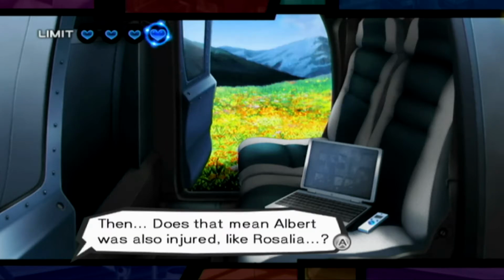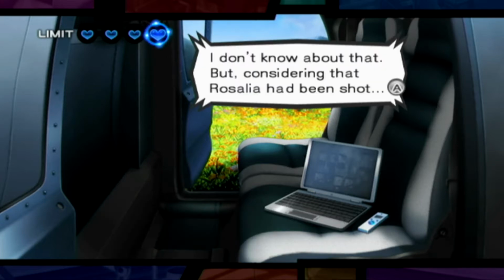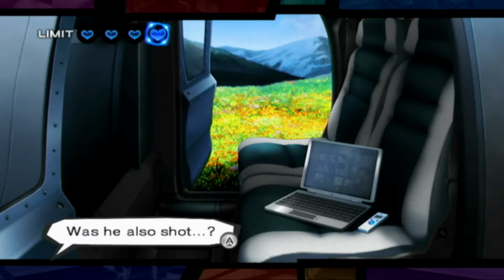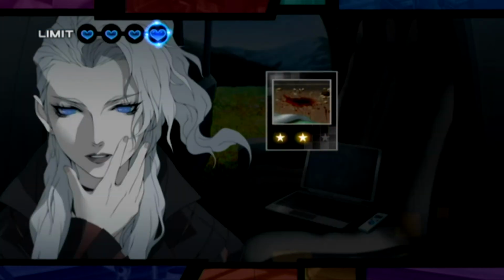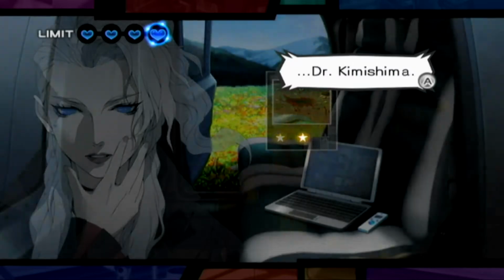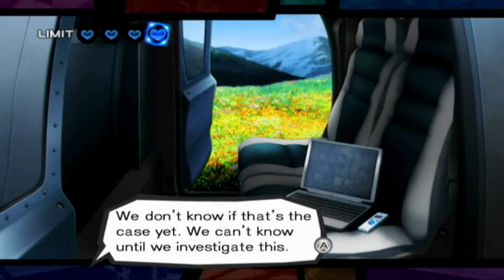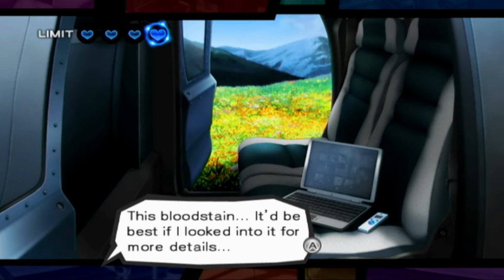Then, does that mean Albert was also injured, like Rosalia? I don't know about that, but considering that Rosalia had been shot... Was he also shot? Dr. Kimishima, we don't know if that's the case yet. We can't know until we investigate this bloodstain. It'd be best if I looked into it for more details.